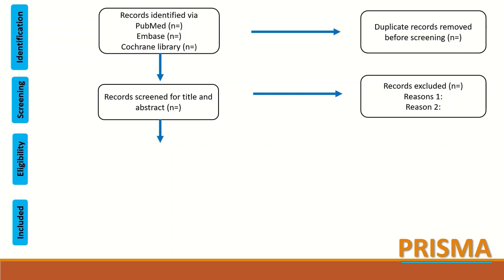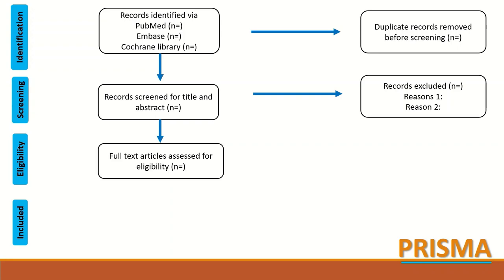The next phase is to check for eligibility by reading through the full text article, assessing whether the article or paper is eligible for the intended systematic review and meta-analysis, and whether the content matches the objective or aims. Those records that address the same or the exact aims or objective, with a similar outcome measured, will be recounted and inserted here.